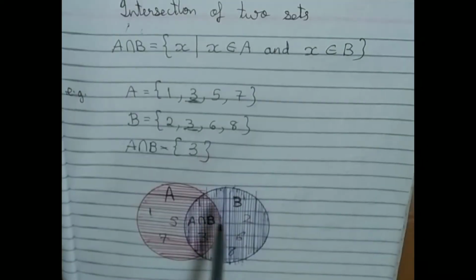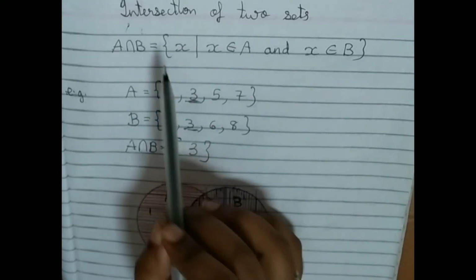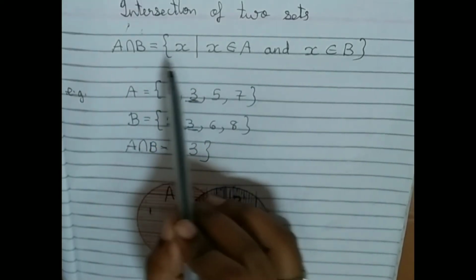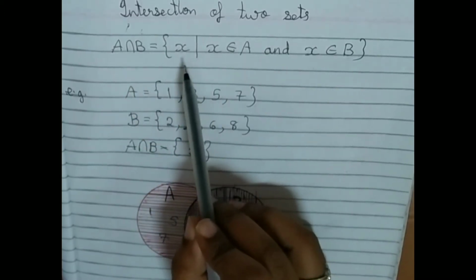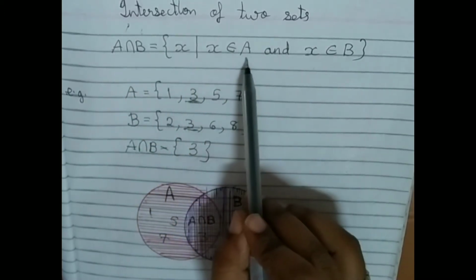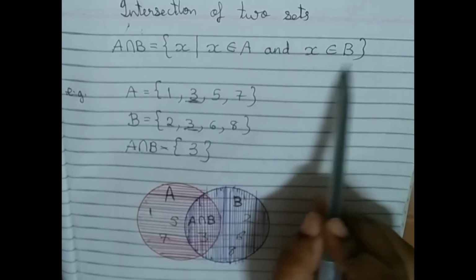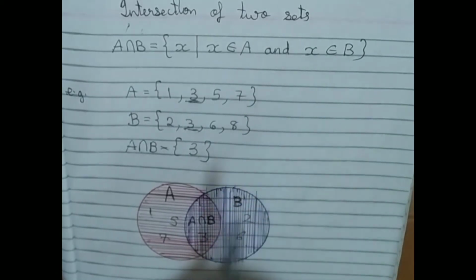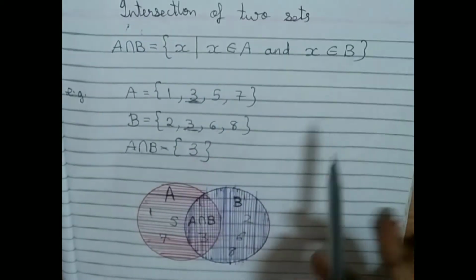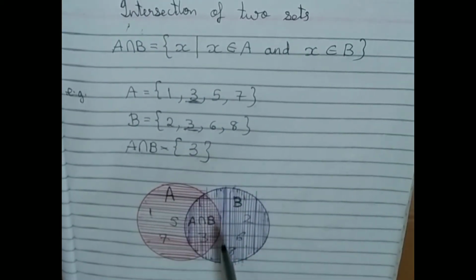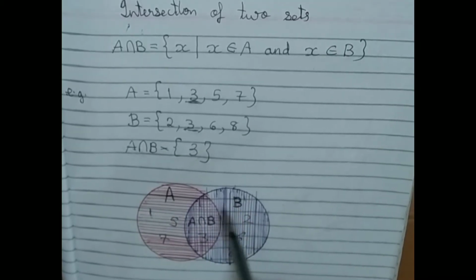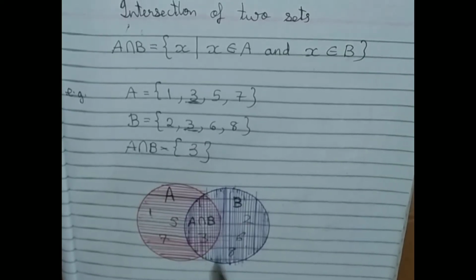The element 3 is there in set A and it is also there in set B. So this is how we got the definition: A intersection B is the set of all elements x such that x belongs to A and x belongs to B. It should be there in both. See here, 3 belongs to A and also 3 belongs to B. This is how we denote intersection of two sets in a Venn diagram.